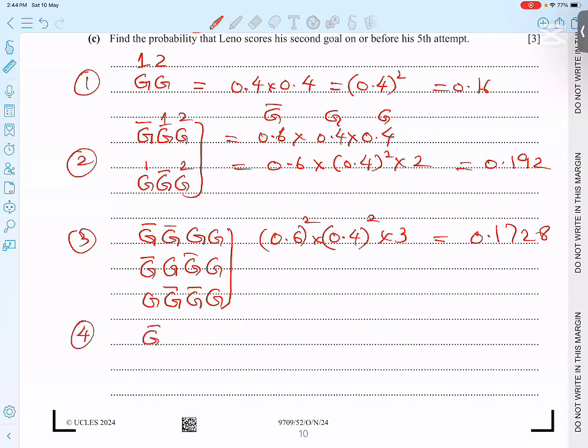So not goal, not goal, not goal. Sorry, wait a minute. 1, 2, 3, and I talk about the fourth attempt. No, I talk about this, the second attempt. Yeah, I have to write the correct phase. So the second goal happens in the second attempt, then third attempt, then 4, and 5. Okay, so let's talk about the fifth. So this goal and goal. You see, first three not goal and two goals.